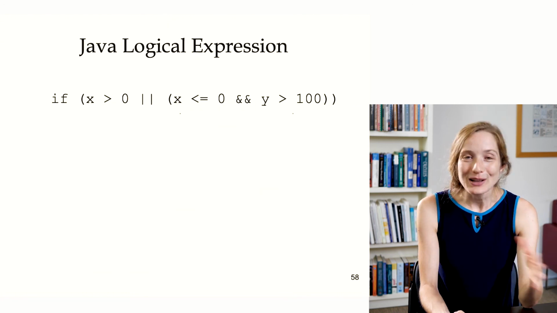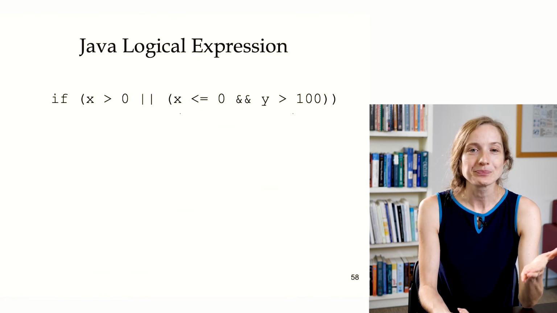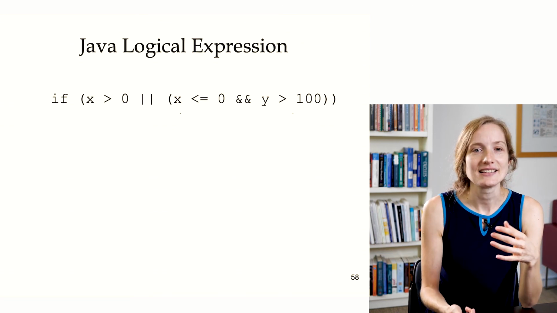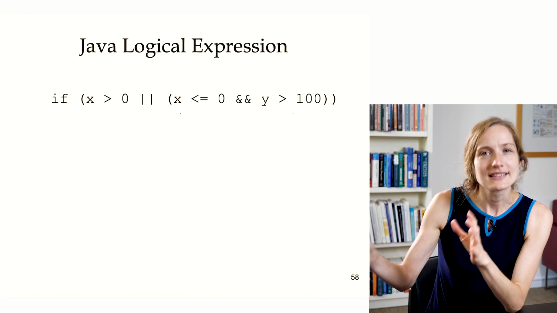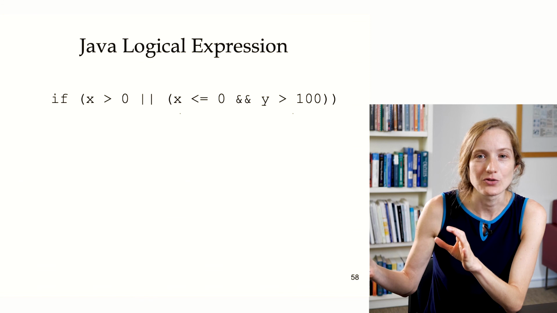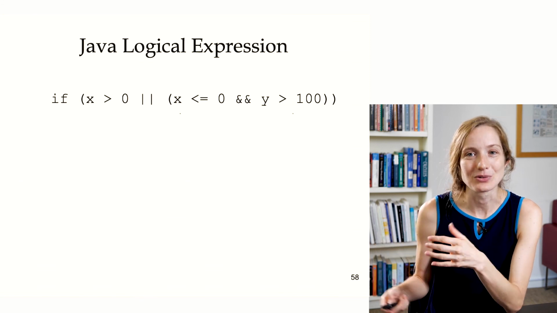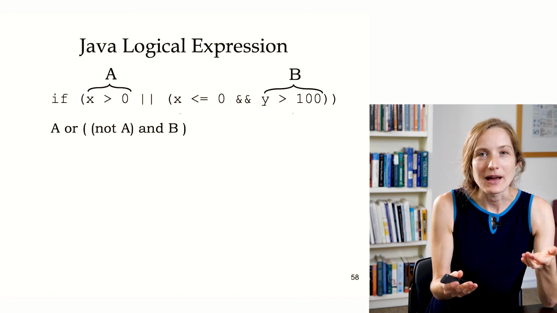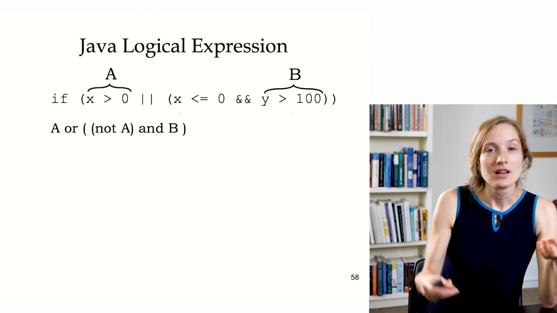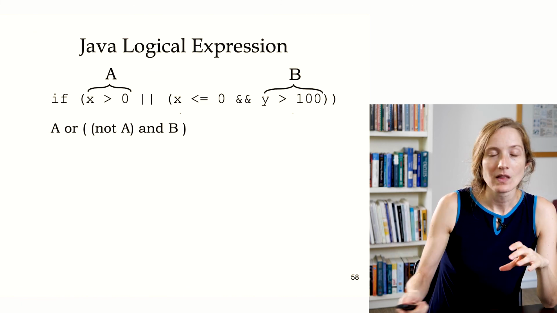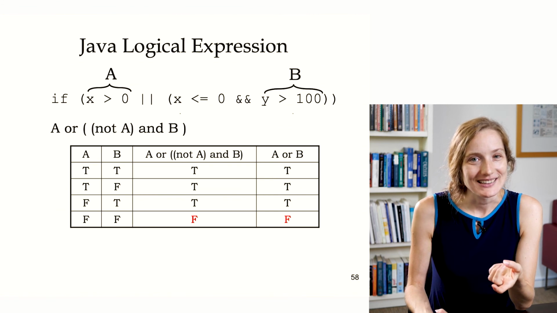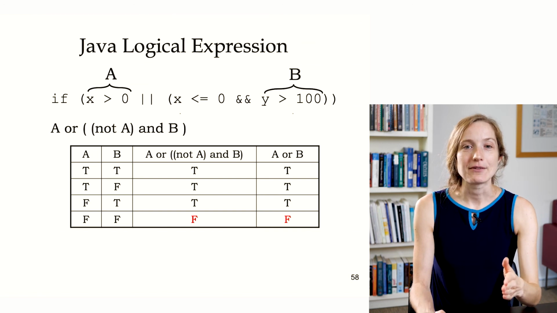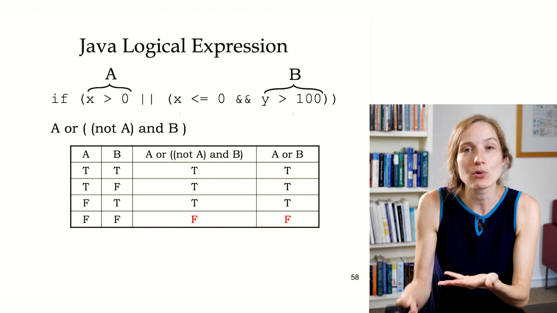Okay, so I'll close up with one specific example here. Suppose that in your code, you have some conditional: if x greater than 0 or x less than or equal to 0 and y greater than 100, and then some additional code. What does this really mean? So translating this over mathematically, I've got A or (not A and B). Take a look at the truth table of this, and you'll see something interesting. This expression that we have written is equivalent to just A or B.